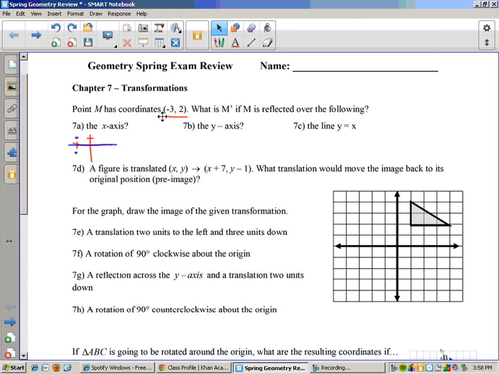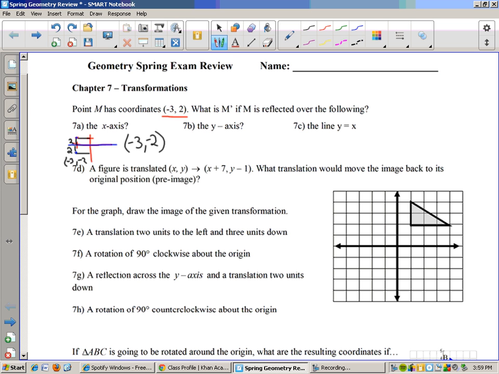And what we remember is that the distances here should stay the same. So when we reflect across the x-axis, the distance from the x-axis is going to be the same as the distance on the other side. Since this was up 2, this is going to be down 2, which means that this point over here is at negative 3, negative 2. So the answer is negative 3, negative 2.